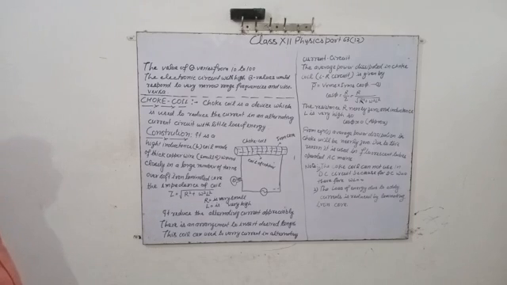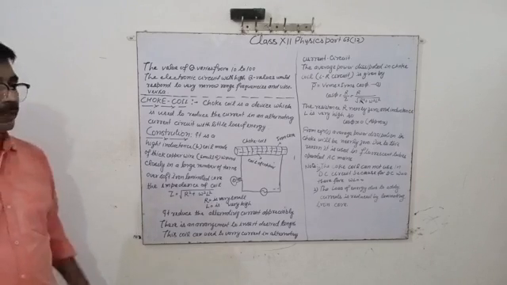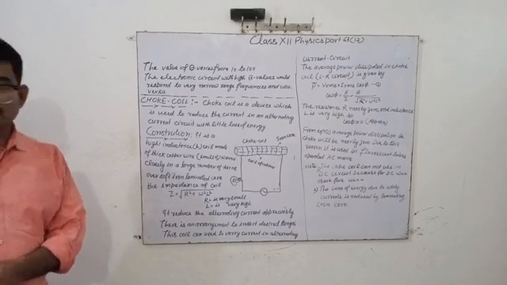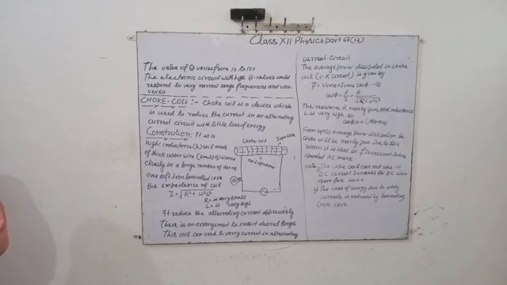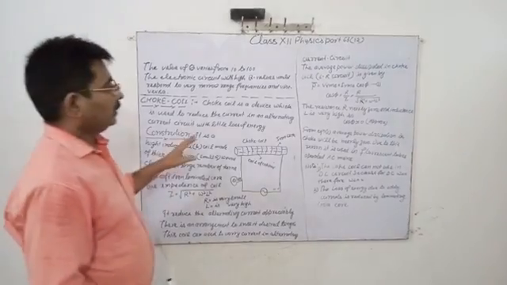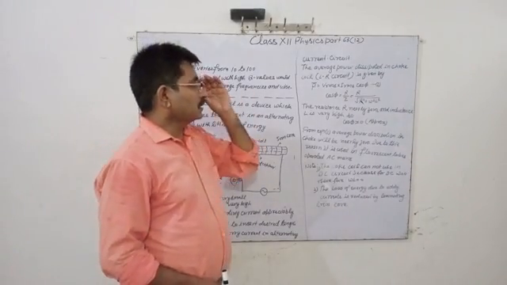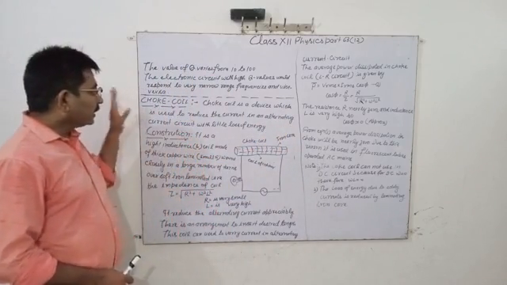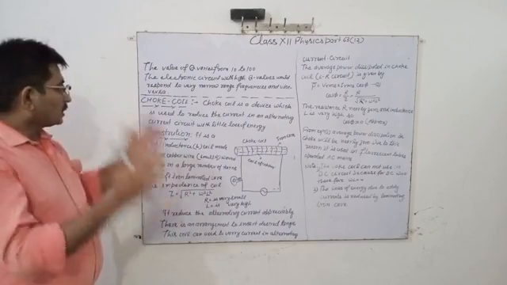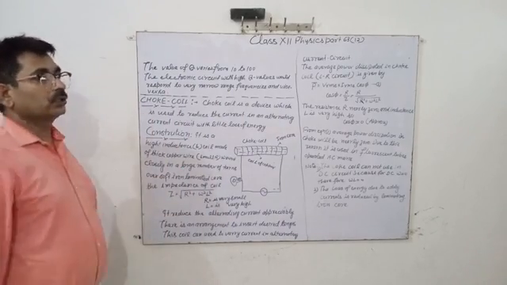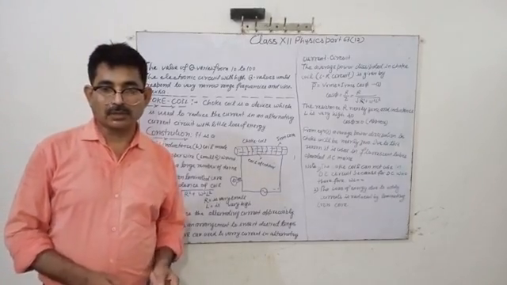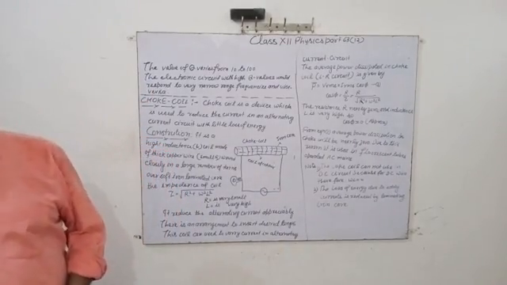The alternating current can also be reduced by using a resistor, means inserting a resistance, but there will be a loss of energy, I square RMS into R. But it is very clear that the choke coil is such a device which is used to reduce the current in an alternating current circuit without loss, or you can say with little loss of energy.